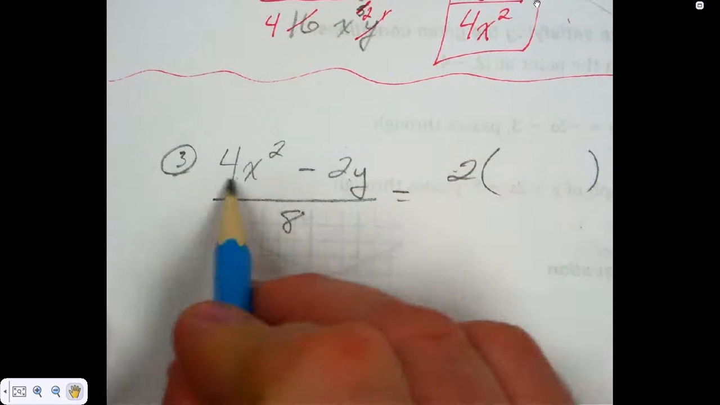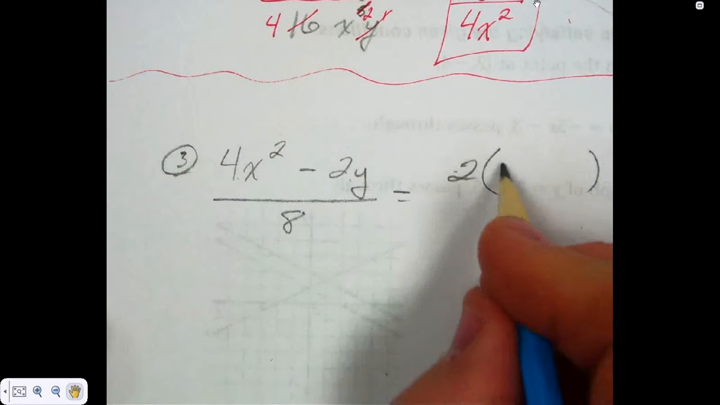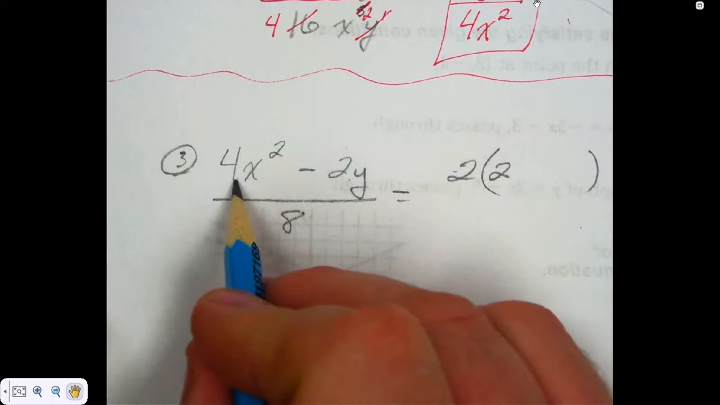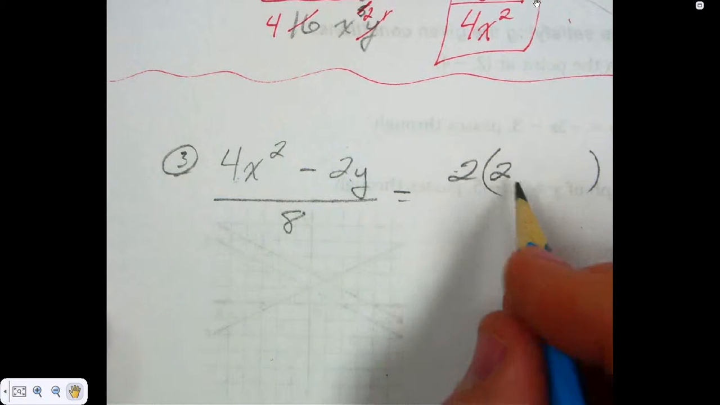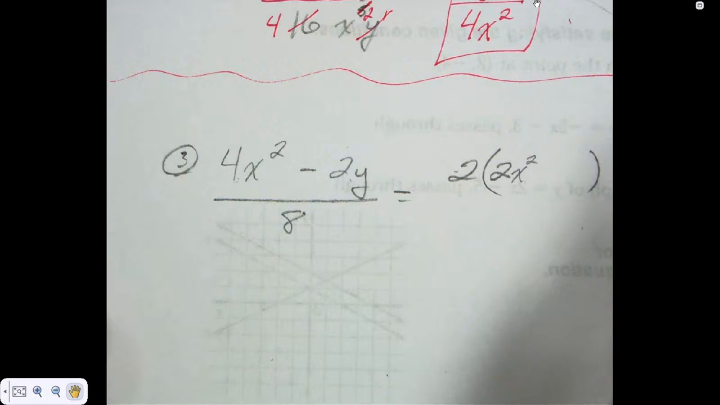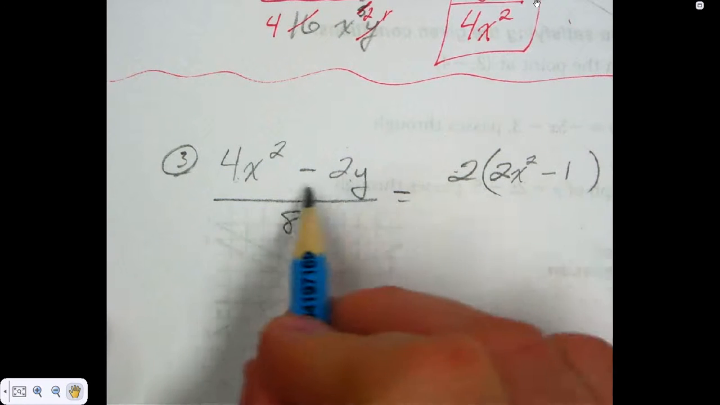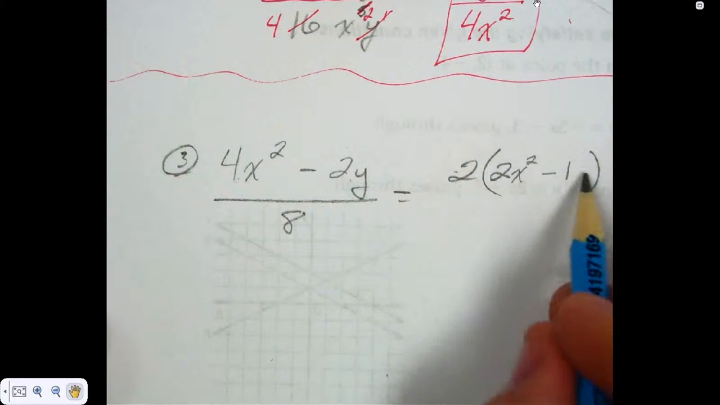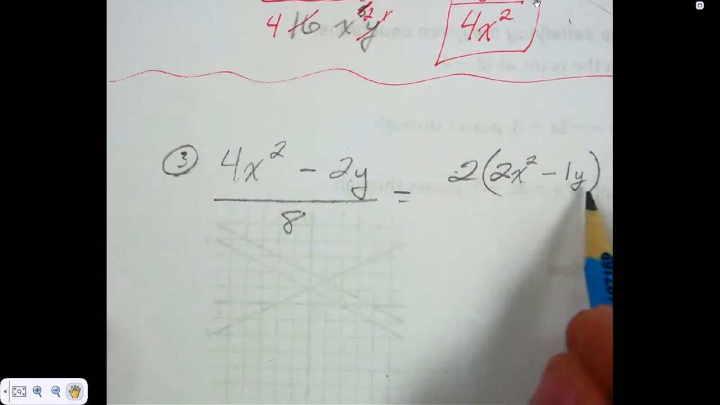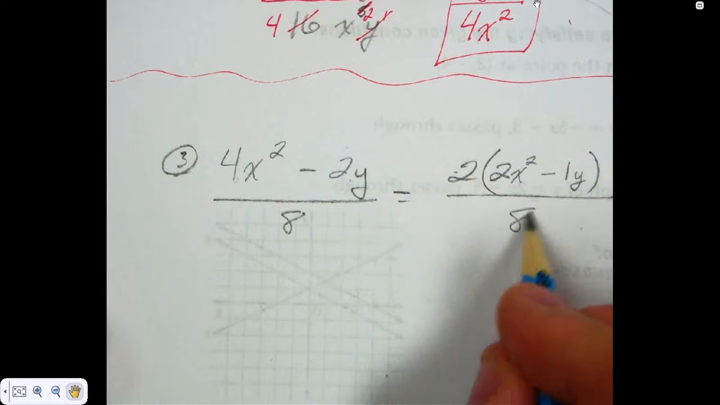2 times what is 4x squared? Well, 2 times what is 4? 2 times 2 is 4. Everyone agree? And then to get x squared, I have to say times 2x what? Squared. 2 times what is negative 2? Negative what? 1. And what do I also have to have? Y. Now, multiply back through in your mind. You get the same thing? You get it right. All of that over 8.